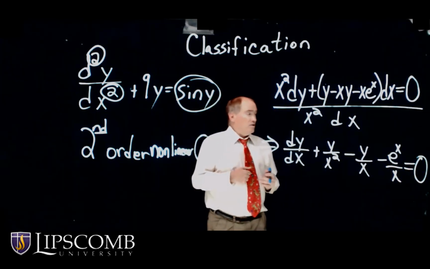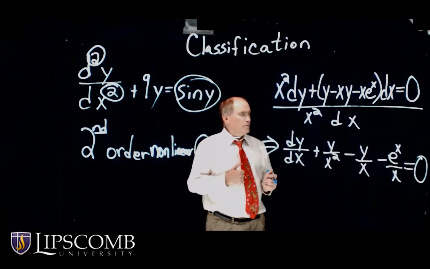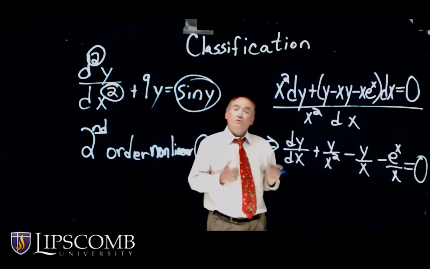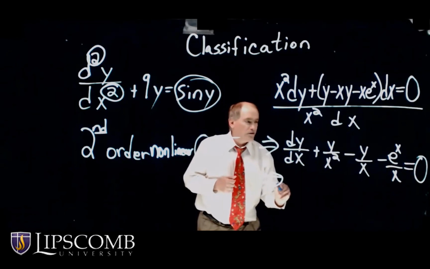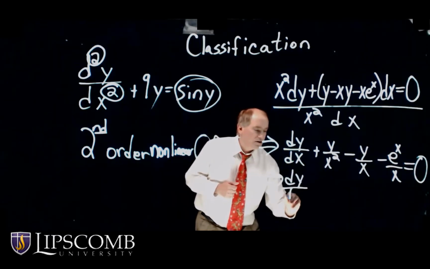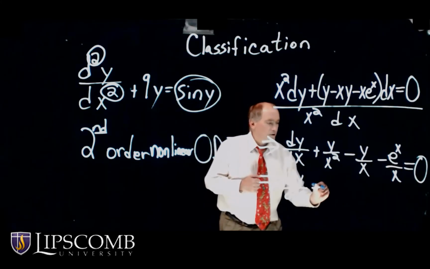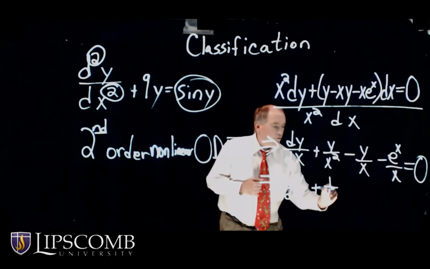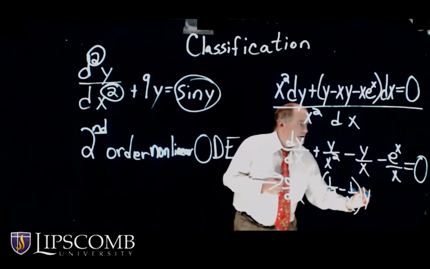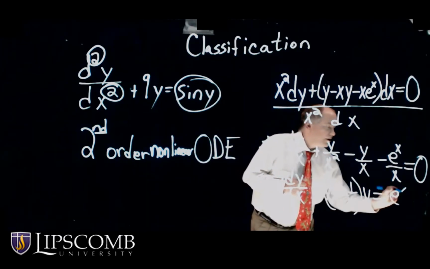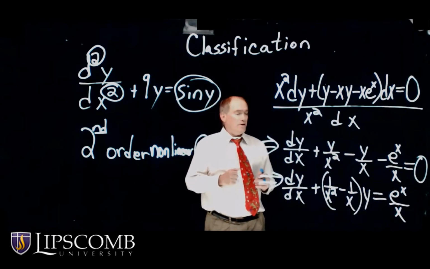So that helps me out a little bit, but I notice the two middle terms have a y in them. This one does not. So what I want to do is take this one over to the other side, and so I get dy/dx plus, and I'm going to factor a y out of this, so I have 1 over x squared minus 1 over x, all times y, equal to e to the x over x. Now it's in a form I know what it is.